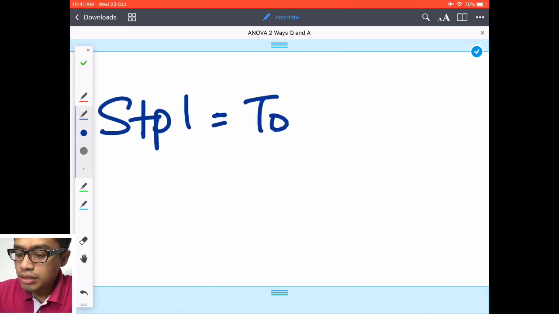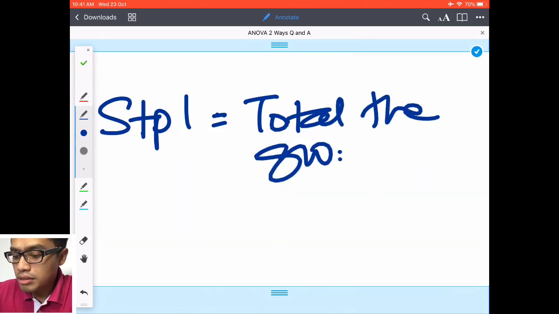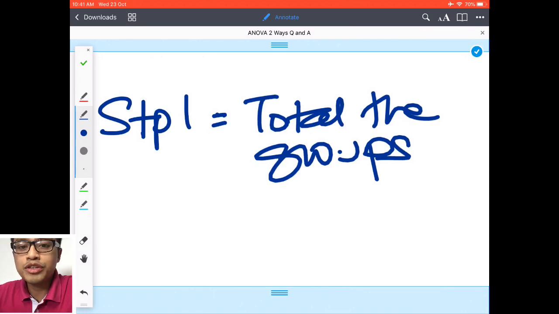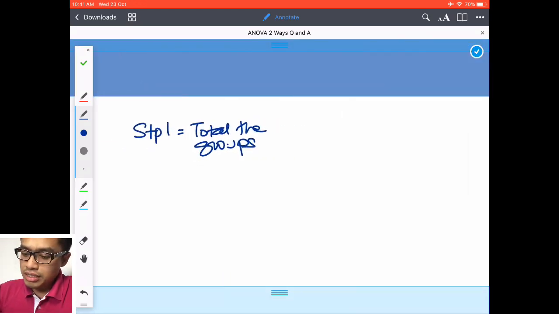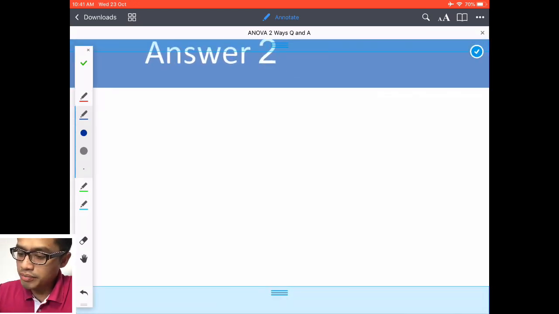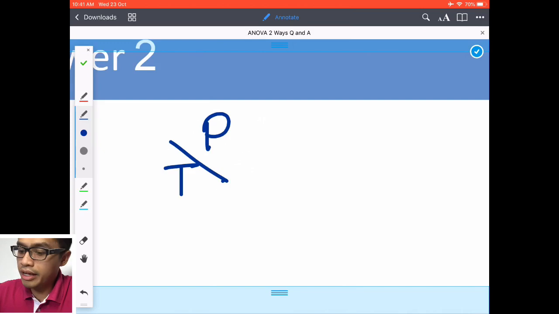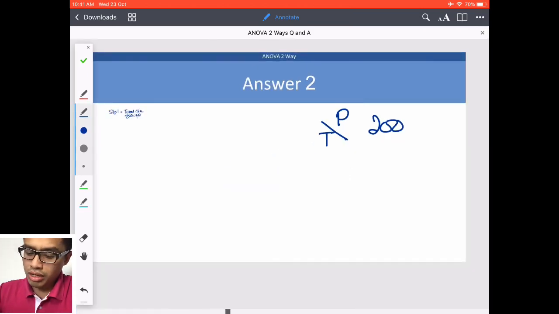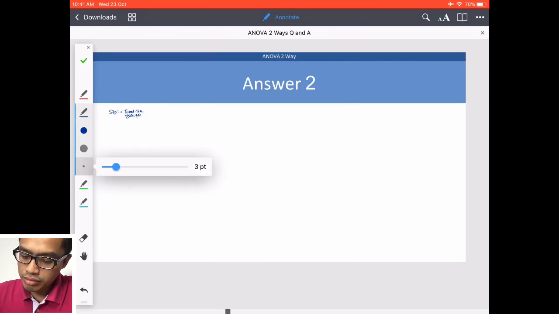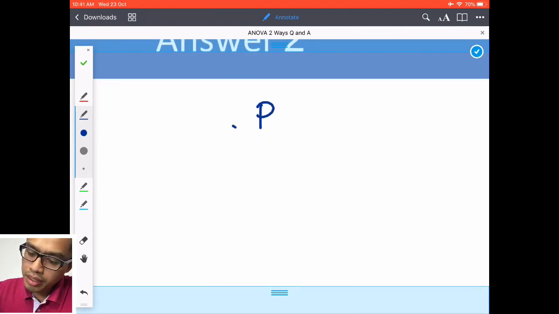Total the groups. If you don't know what I mean, please refer to my ANOVA 2 Ways video for your reference. Right, total the groups. Let's do this. Maybe we can do it on this section. So I'll have here P and T, and for P, I'll have 200, 215, 230, and for T, 150, 160, 170.